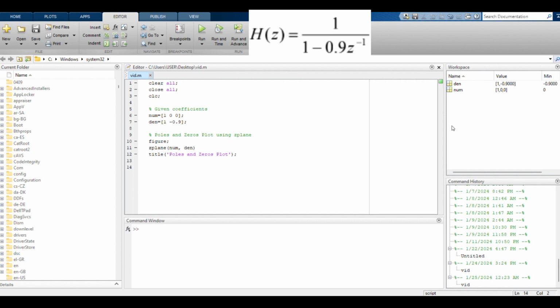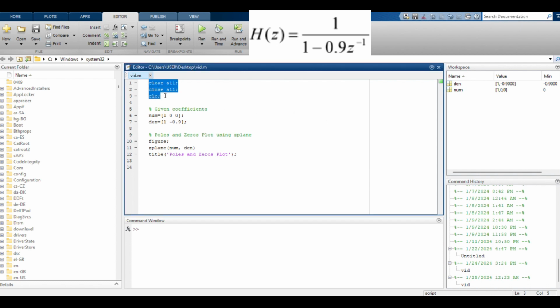So let's dive into the MATLAB code. Initially, we will have clear all, close all, and clc, which is the standard code. It doesn't matter if you write it or not, but it makes things easier. Then we create a numerator array variable to store the numerator coefficients and a denominator array variable to store the denominator coefficients. These coefficients are the polynomial coefficients. For example, like that.